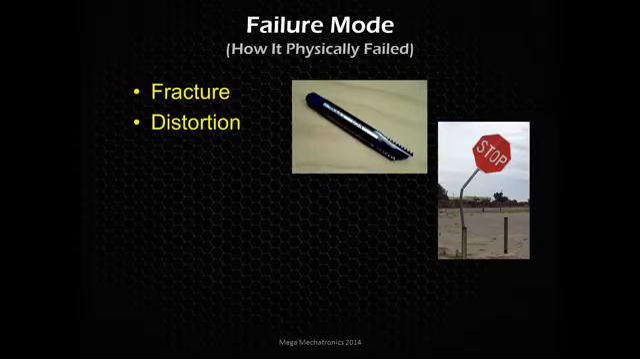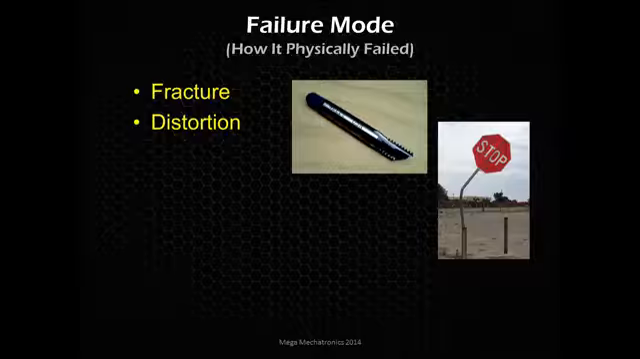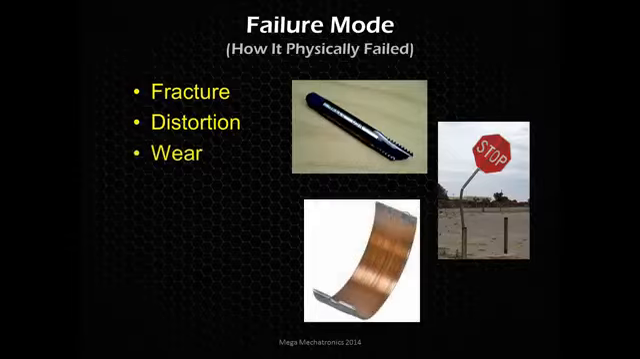There's distortion failures. So it doesn't have to fracture. It can just bend out of the way, and that's a failure. You see the sign here that's not acceptable. That's a failure, even though it didn't fracture.